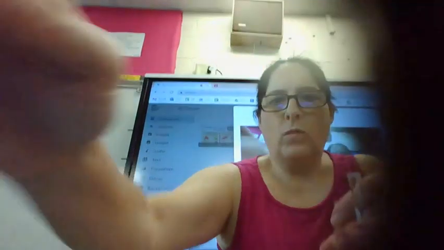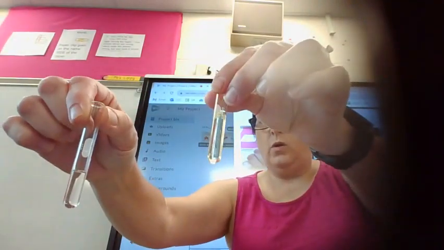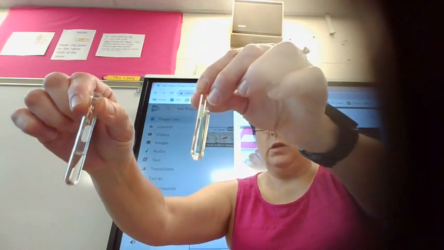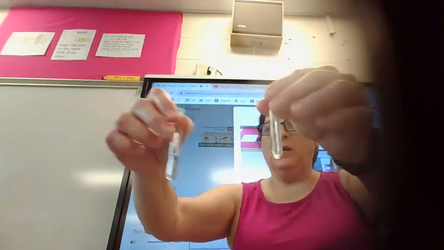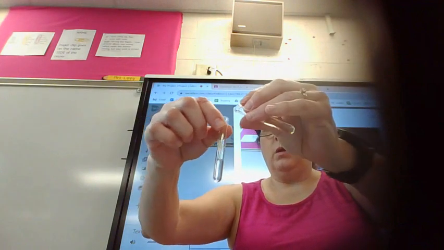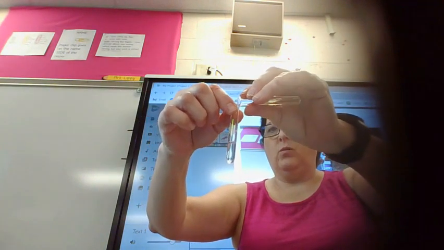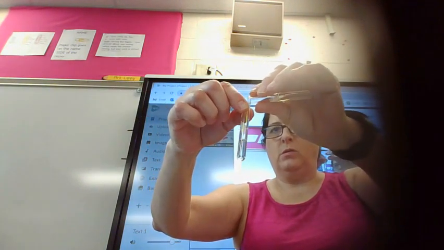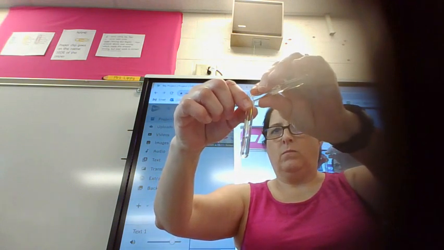I don't know why this side is all foggy here. Didn't make it any better. And I got to go opposite direction of where I want to see it.